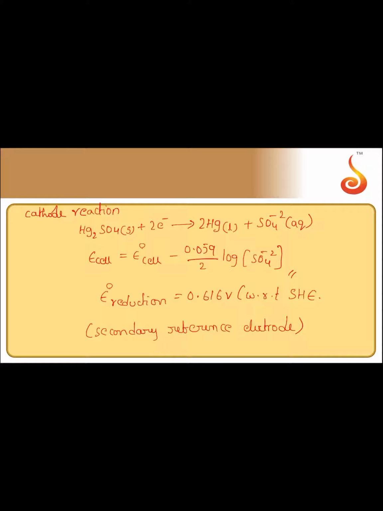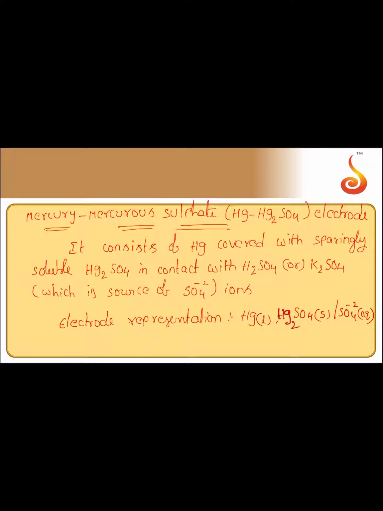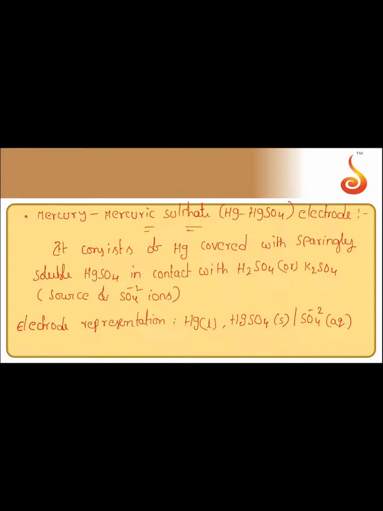One more important point is that the Mercury-Mercurous sulfate electrode can be used as a secondary reference electrode. And the second type is the Mercury-Mercuric sulfate electrode, almost the same. The only difference is that there it is mercurous sulfate, here it is mercuric sulfate, HgSO4.